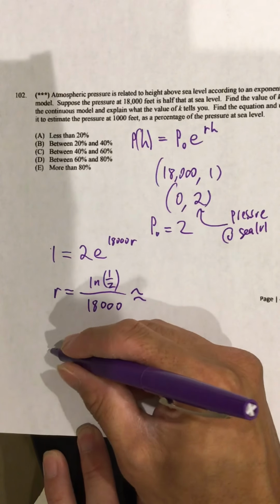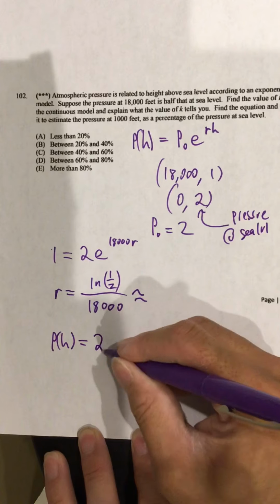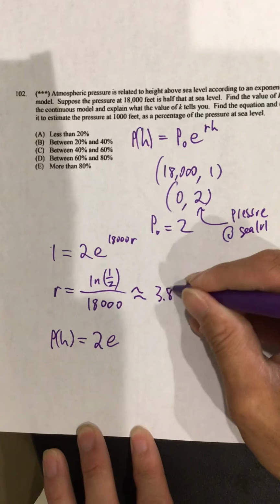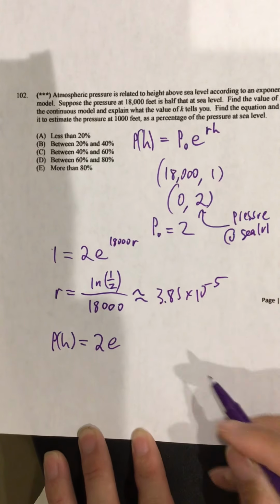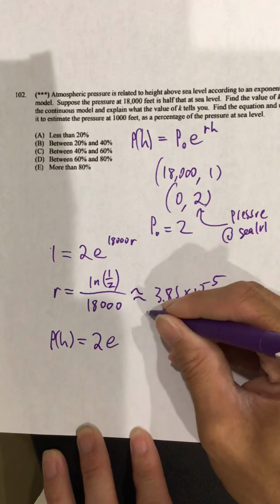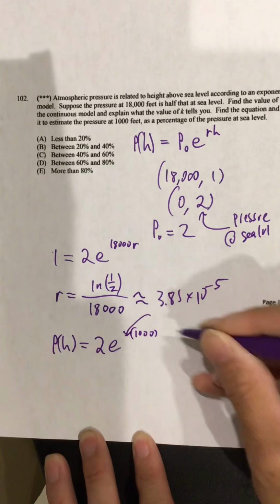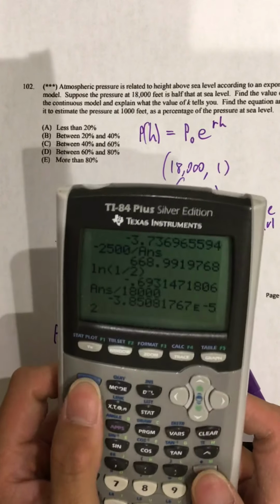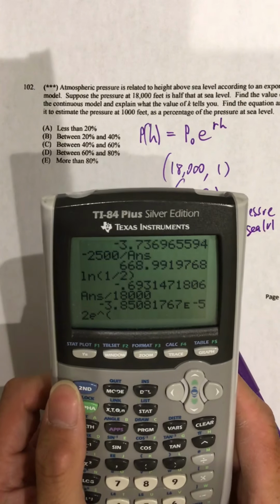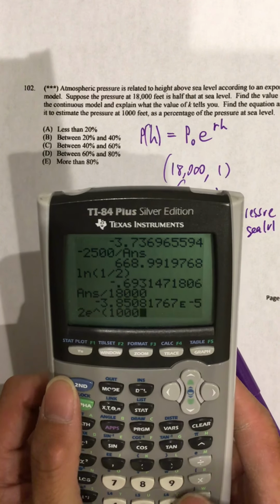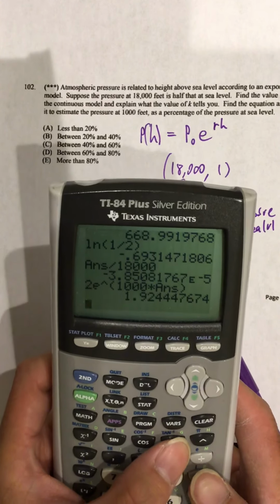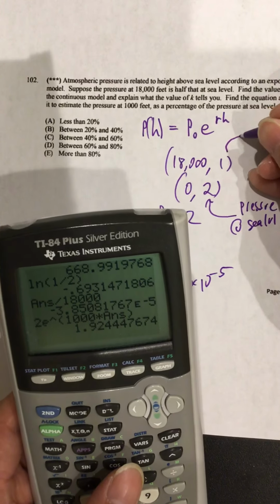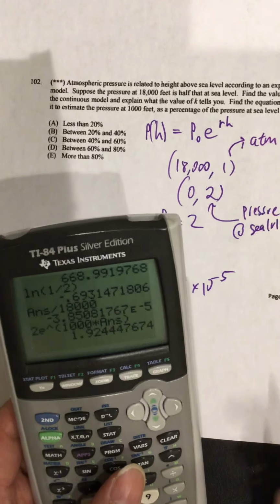So if we plug 1,000 into our P of h equation, P of h equals 2e to the, so this was like 3.85 times 10 to the negative 5 or something. If we plug that in times 1,000, I'm going to write 2 times e raised to our answer times 1,000, and we get 1.92. I didn't talk about units, by the way. I chose 1 because I really like atmospheres.